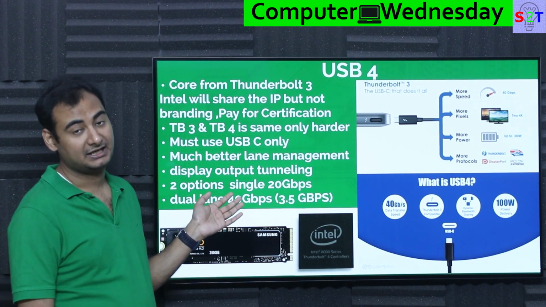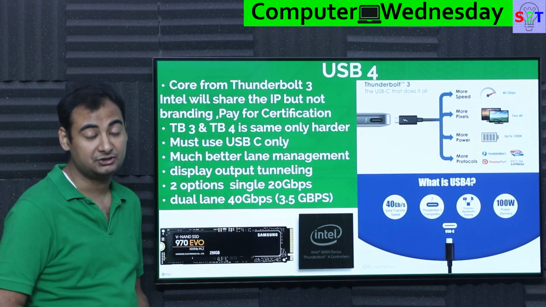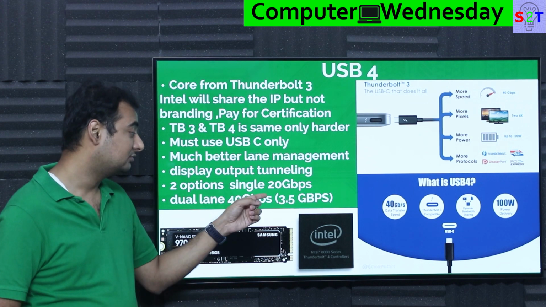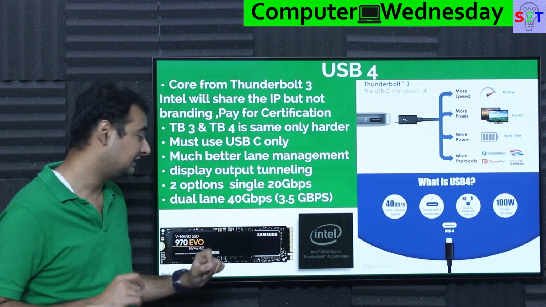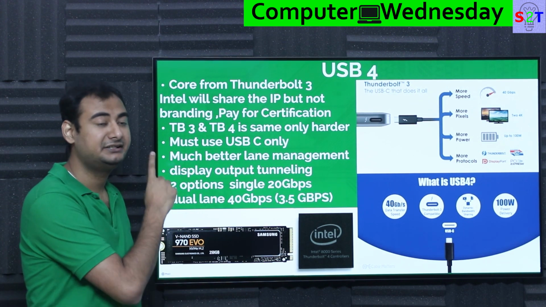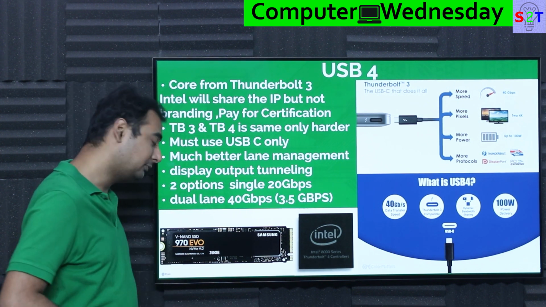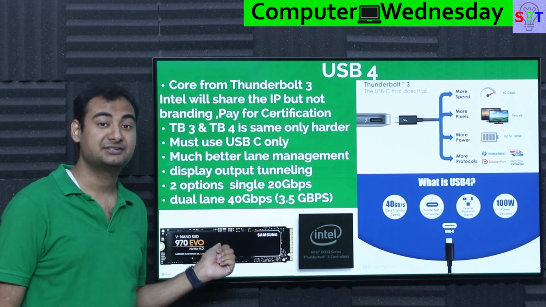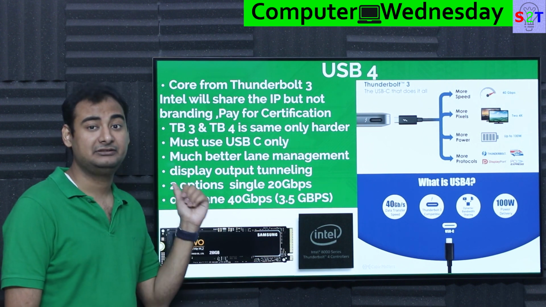But 40 Gbps is very high. And to give you a context of that, how fast is 40 Gbps? Well, assume it this way, it can go up to 3.5 Gbps. That is so fast that you can buy a very high-end NVMe PCI 3.0 or even PCI 4.0 and you can saturate this puppy. So this is very, very fast.